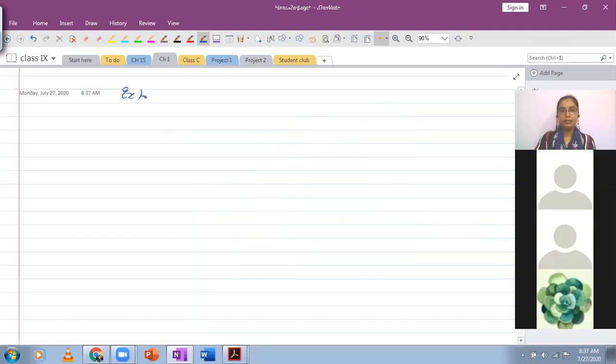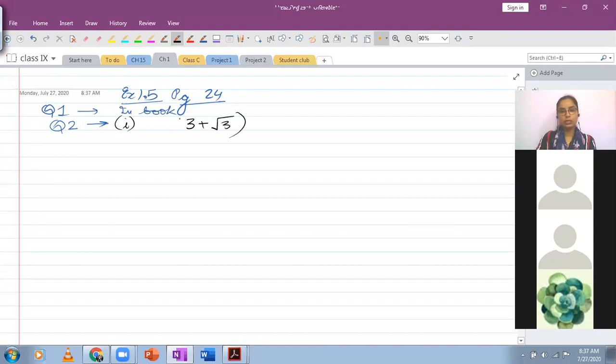We have exercise 1.5. It's on page number 24. Question number 1, if you want, you can just do in the book, or you can do in your notebook if you want. So question number 2 is the one we are starting with. We have 3 plus root 3 into 2 plus root 2.